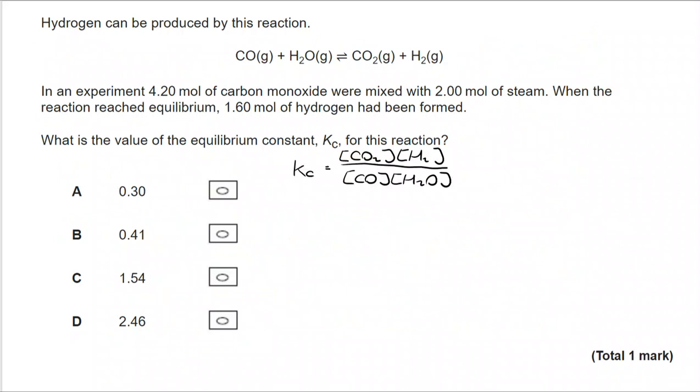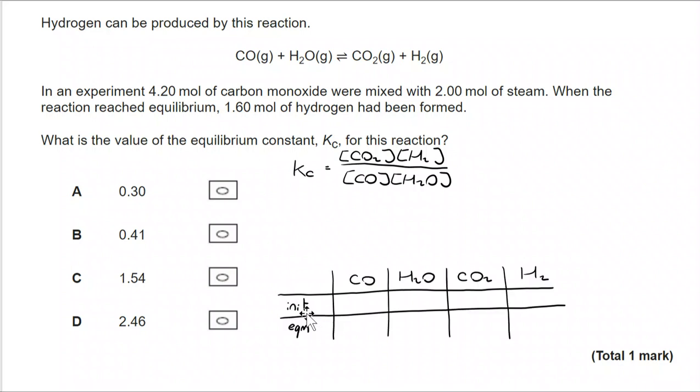So I'm going to start by writing the expression because you are going to have to do a calculation. But once again, you're going to need to work out equilibrium moles. So I've got my table drawn out. I have my initial moles, my equilibrium moles, and my initial have been provided. 4.2 of CO, 2 of steam, and I can make the assumption I started with 0 moles of product. Now I've also been told I've ended up with 1.6 moles of hydrogen.